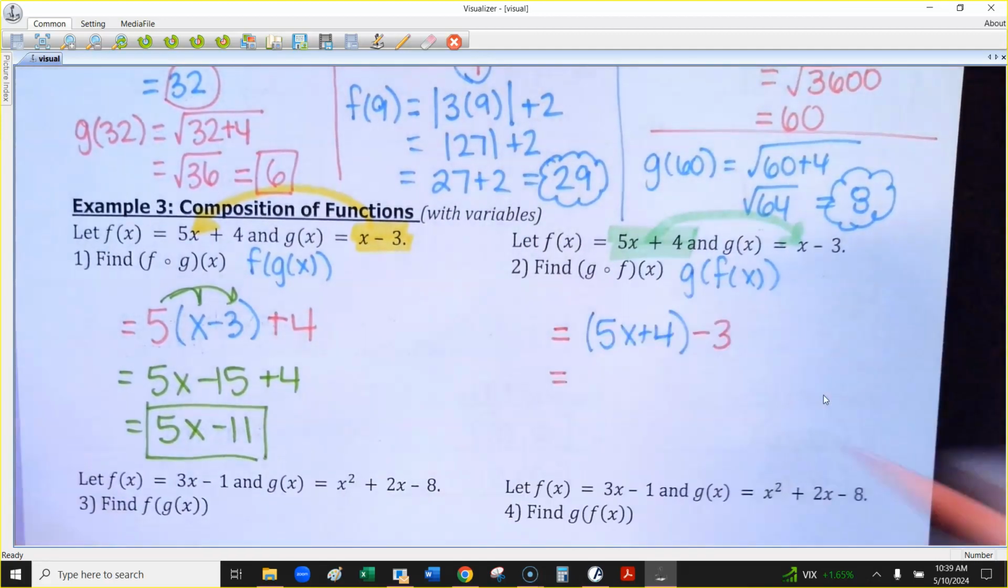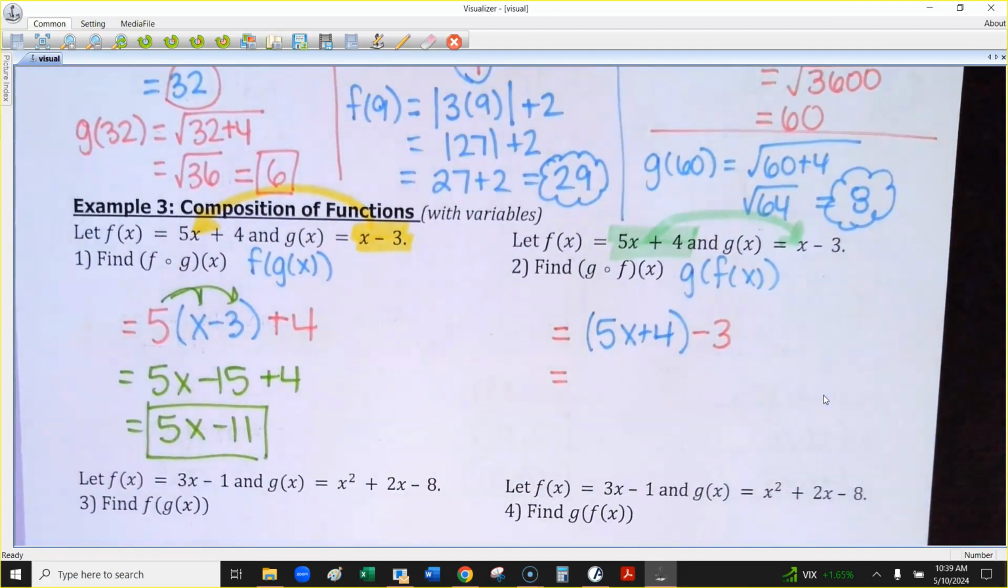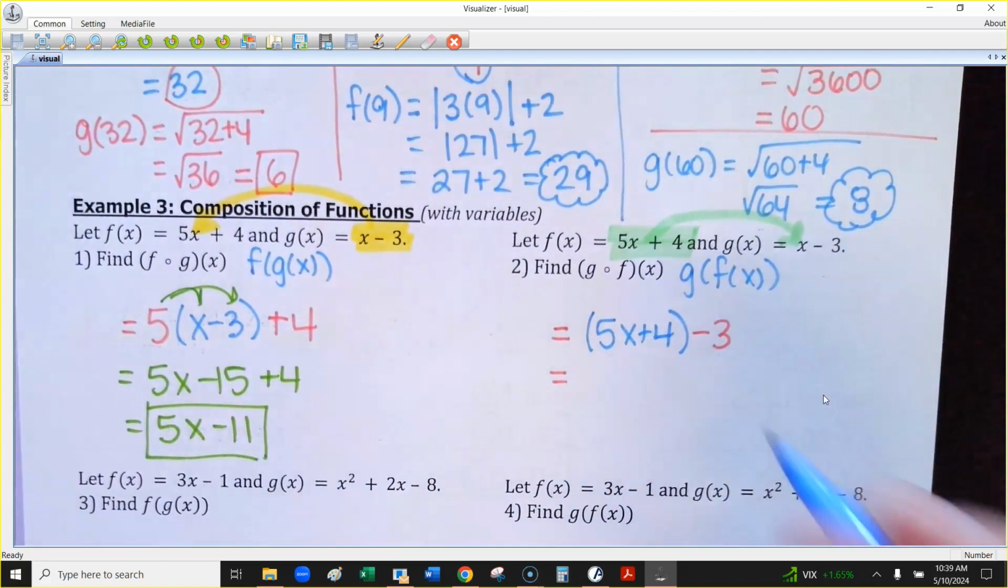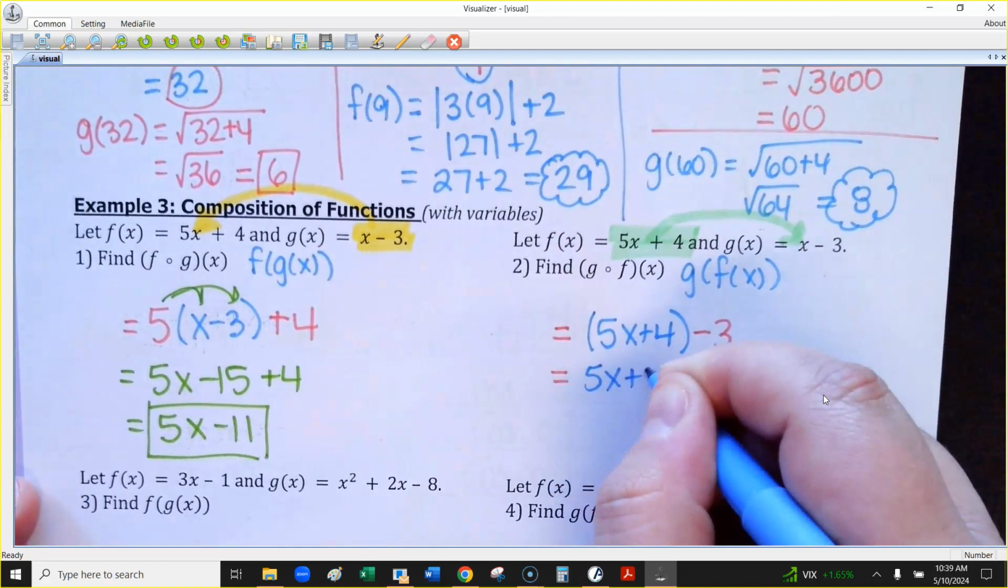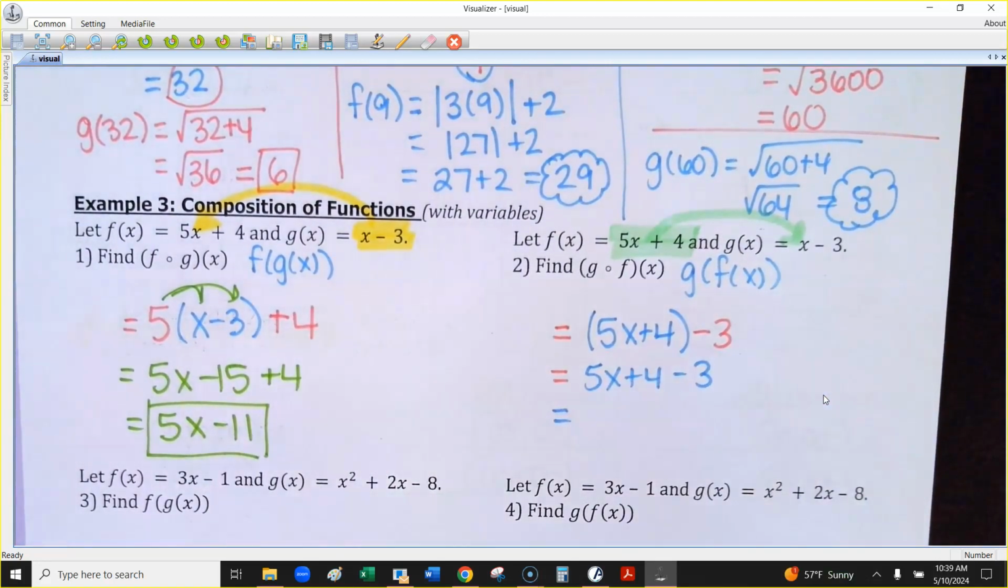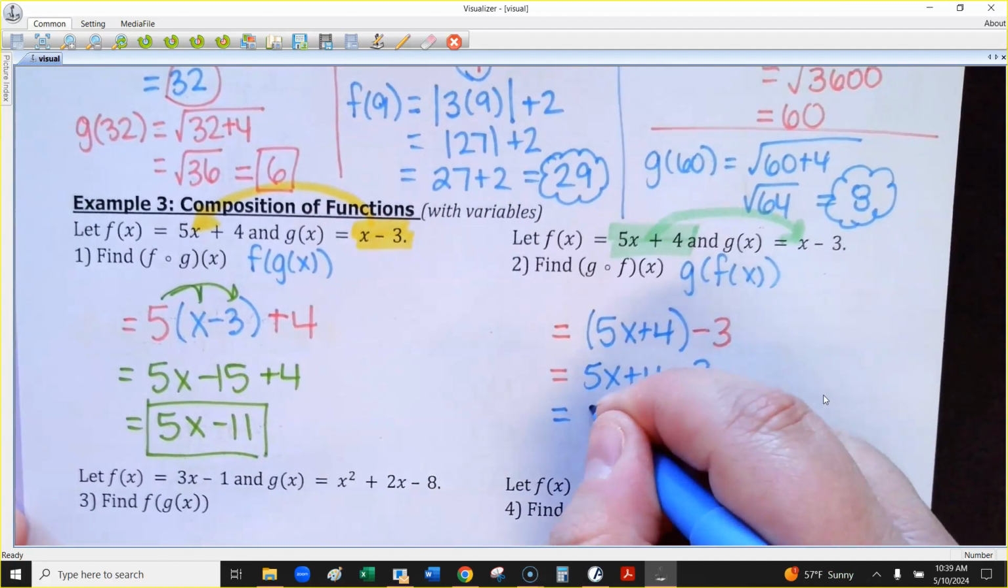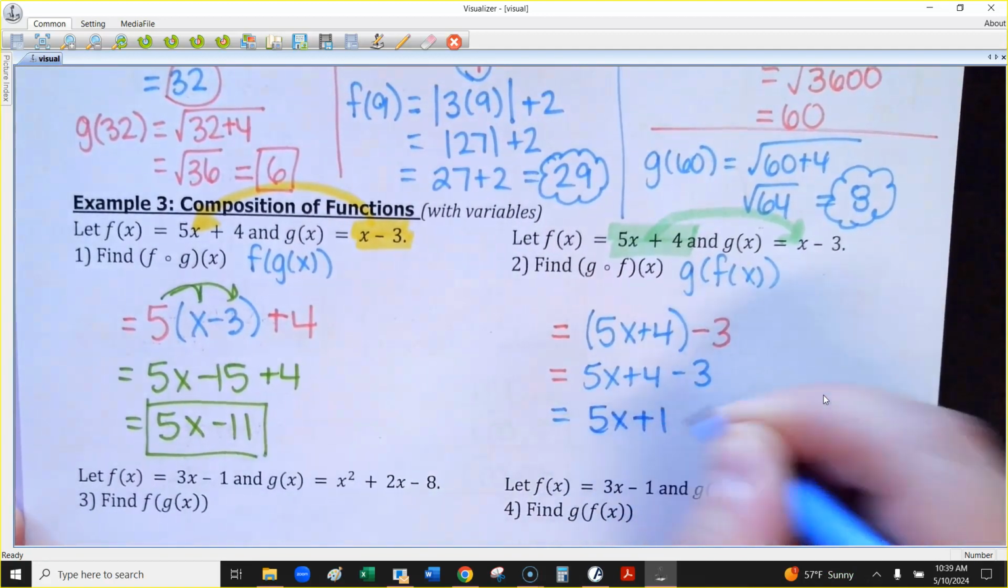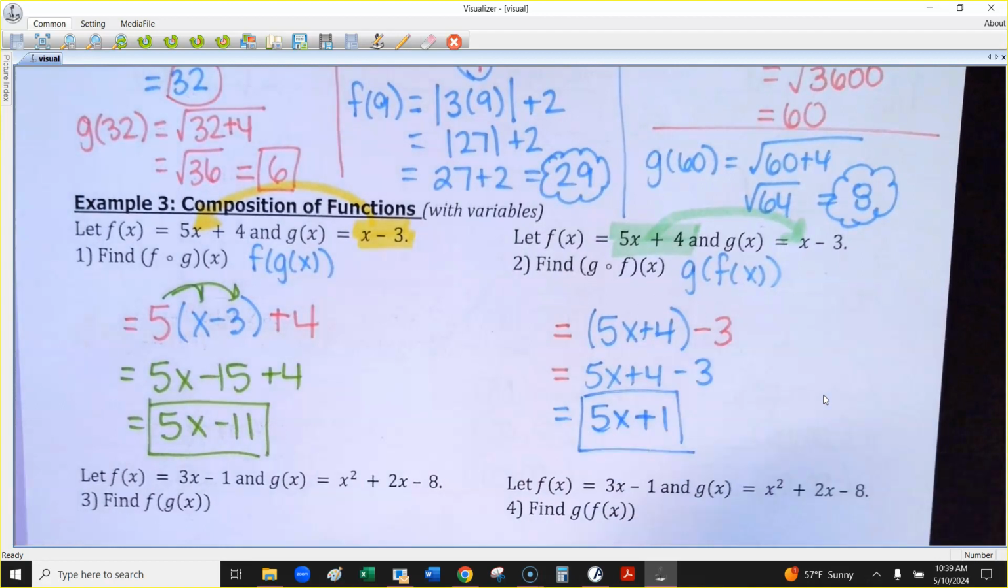Literally all I can do here, I don't have any distributive property or anything because it was just x minus 3. So I have here 5x plus 4. You could skip that step if you wanted to. Minus 3. The only thing you can do there is combine the 4 and the negative 3. So this would be 5x plus 1. That expression would be my answer.